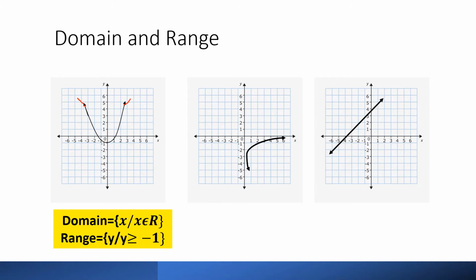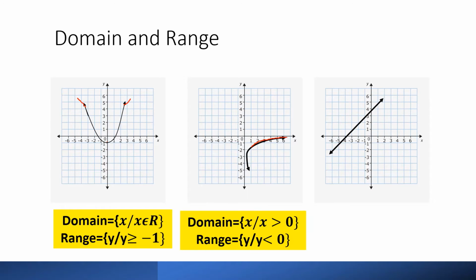Sa second graph, mapapansin natin na yung direction is to the right. So, ibig sabihin, ang domain natin ay greater than 0. Hindi na siya dumaan sa 0, kaya ang 0 ay hindi na included sa domain. Okay, ang range naman natin, since ang graph natin is nag-move pababa, so ang direction pababa, hindi na rin siya dumaan sa taas. So, ibig sabihin that y is any set of real numbers less than 0.